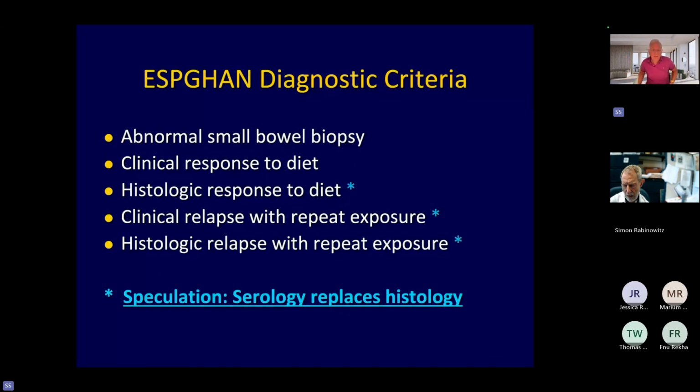So in the old days, the diagnostic criteria, again, reported by the Europeans: small bowel biopsy, histologic response to diet, clinical relapse with repeat exposure. So we used to, again, when Dr. Binowitz and I were in training, end up biopsying some of these patients 2 or 3 times. Now, serology really replaces histology, except in unique circumstances. You know if a celiac patient is adhering to a gluten-free diet and is responding if their TTG and or EMA levels return to normal.